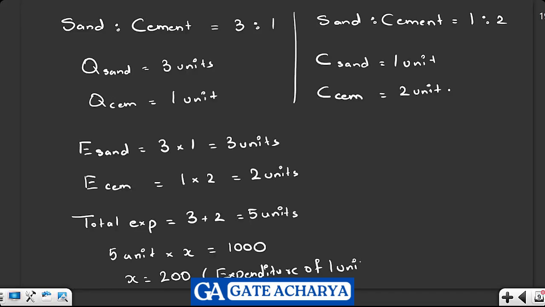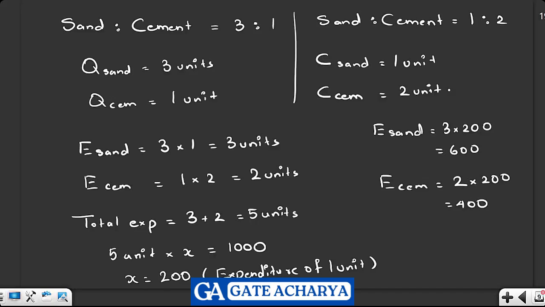So if you assume that, from there, what can I conclude? So 1 unit value is 200. So what is the expenditure of sand? 3 units. So 3 into 200, which works out to be 600. What is the expenditure of cement? 2 units. So 2 into 200, that is 400.